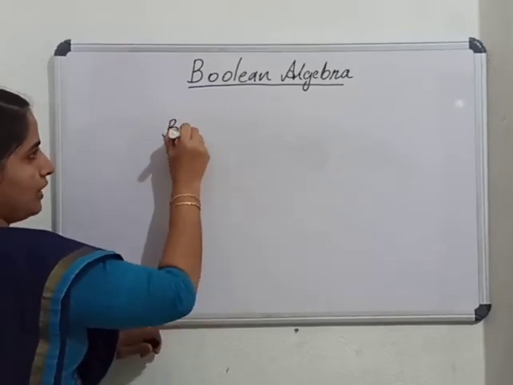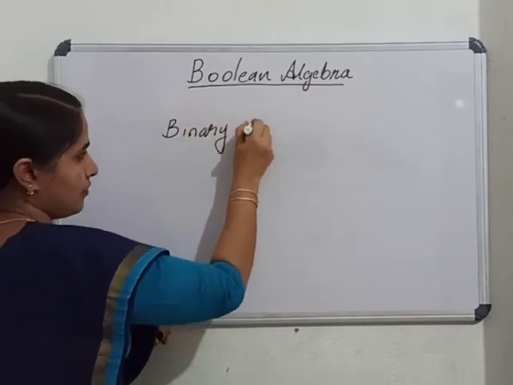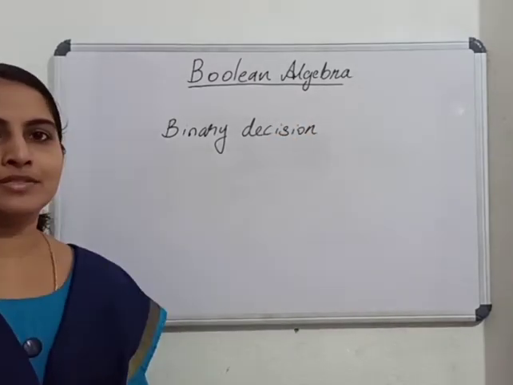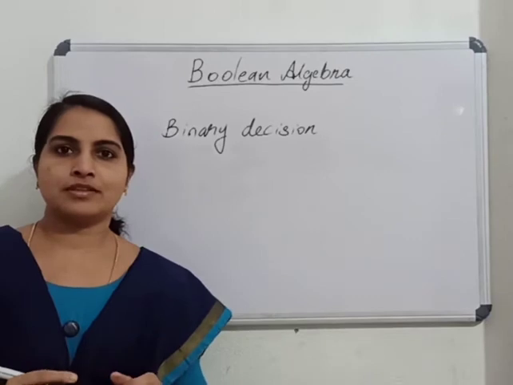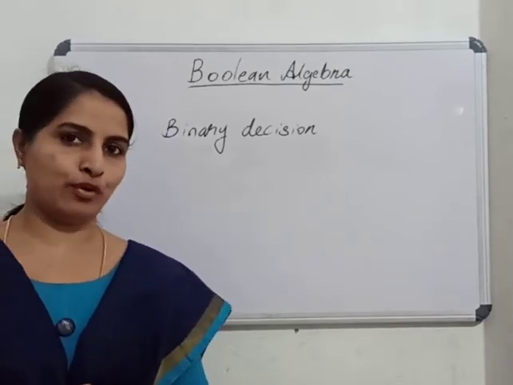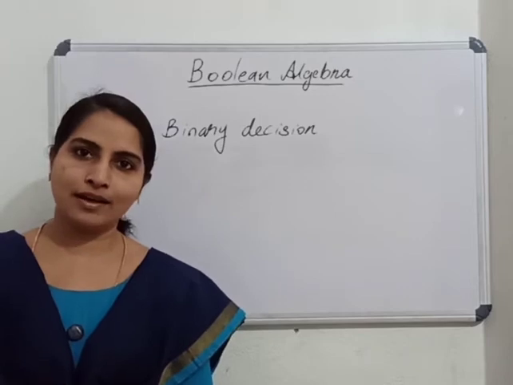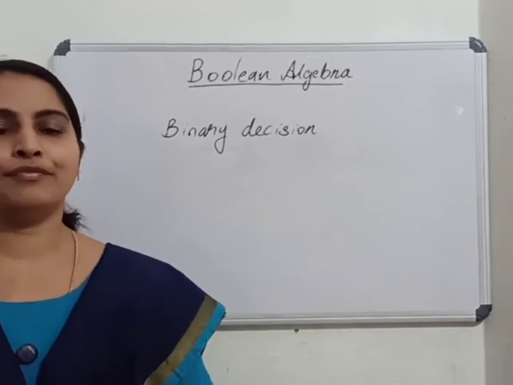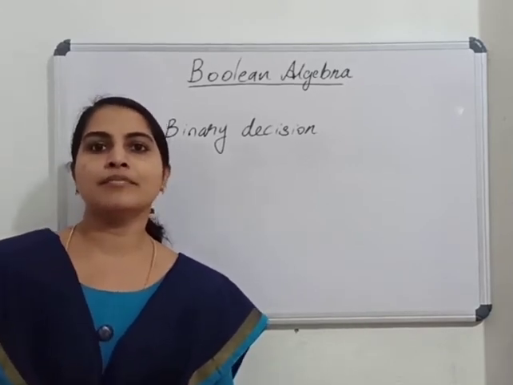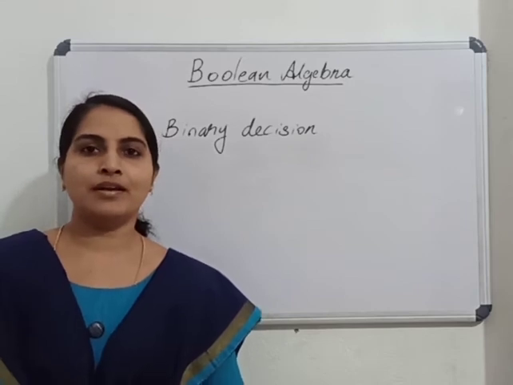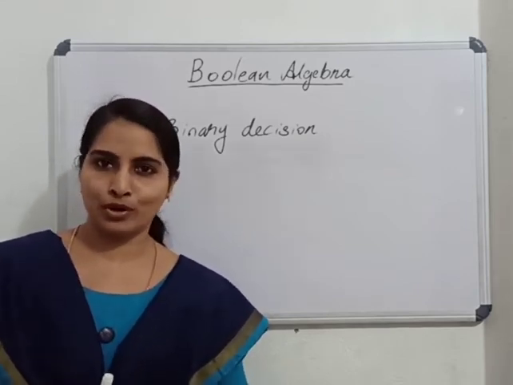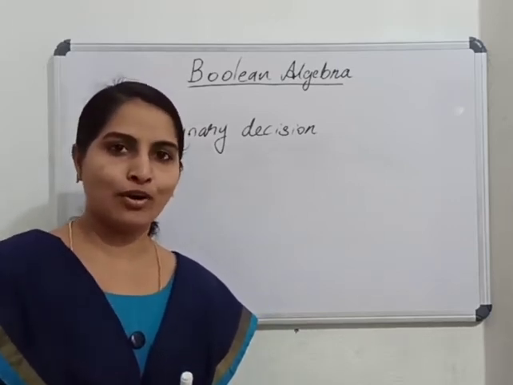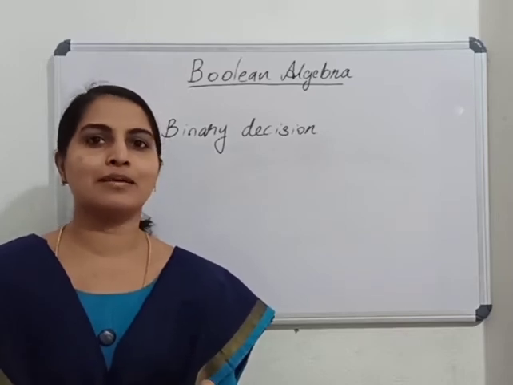So one is binary decision. Binary decision means a decision which produces either true or false, or yes or no, as the answer or as the result. In our everyday life we take some binary decisions. For example, should I attend computer class or not? Should I read the textbook or not? Should I submit my note or not? Should I write the exam or not? These are binary decisions.